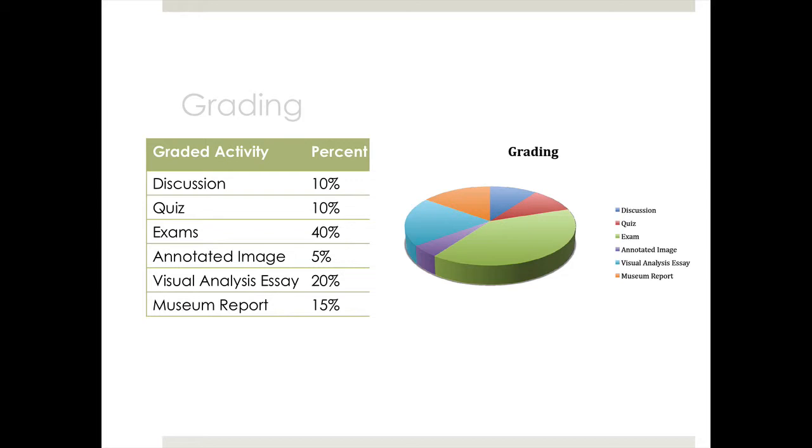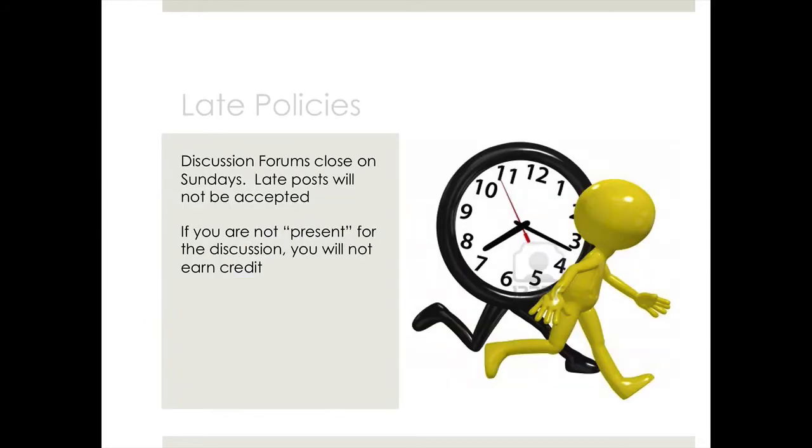This is how the graded activities will be calculated. Pay attention to the different percentages. Discussions and quiz each count for 10% of your grade. The exams count for a large chunk of your final grade, as do your 2 written assignments, 20% for the visual analysis essay and 15% for the museum report.